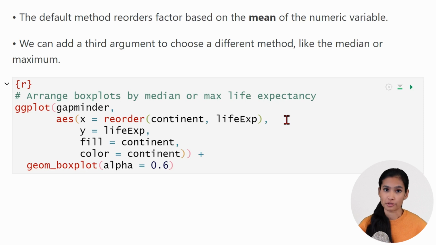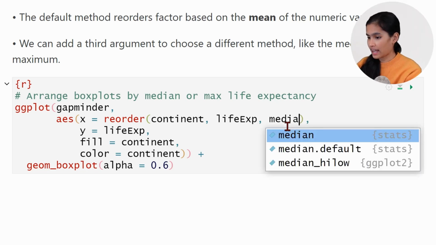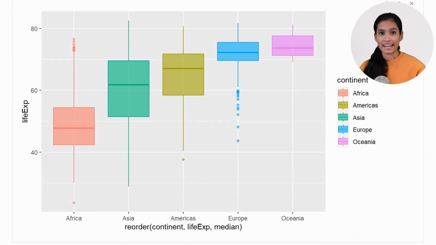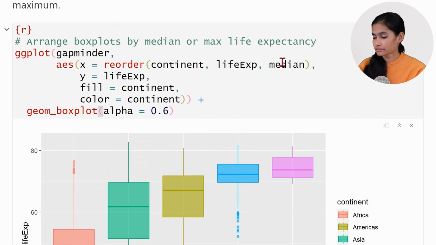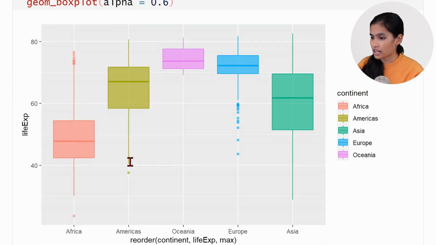So let's try both of those now. If I add median here and run this code, we get an identical plot to the previous one, because in this case, ordering by the mean and ordering by the median gives you the same order of continents. But what if we sort by the max? Here I replace it with max, and if you run this, we should get a slightly different plot.